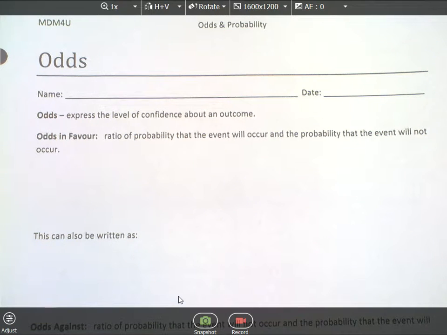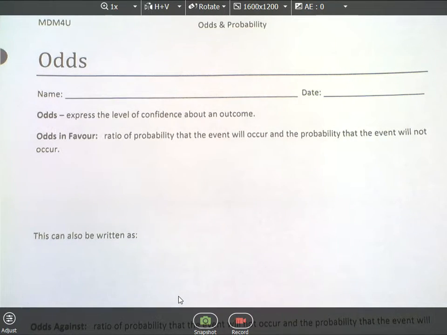Okay, in this short video tutorial, we're going to talk about odds and how to calculate odds. Odds are related to probability, so they're not very complicated to actually do. However, the way we use them is a little bit different. So, for instance, what is an odd?